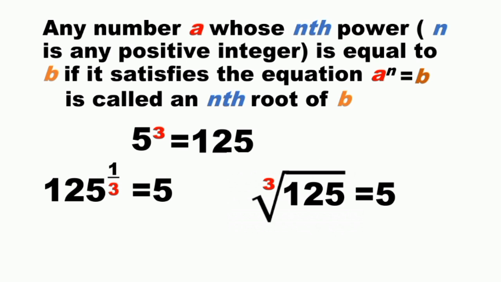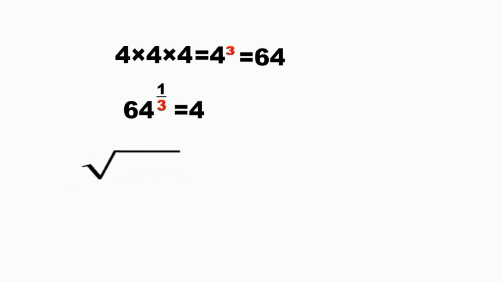The radical sign, or radical symbol, is a symbol for the square root or higher order root of a number. 4 multiplied 3 times is shortened as 4 to the power 3 or cube is equal to 64. Then 64 to the power 1/3 is equal to 4. Placing 64 under a radical sign, the index is 3 or cube with power 1, but power 1 is not needed, is equal to 4.